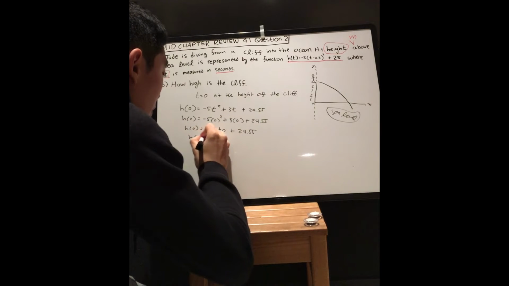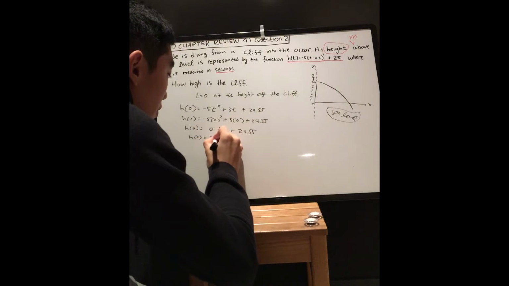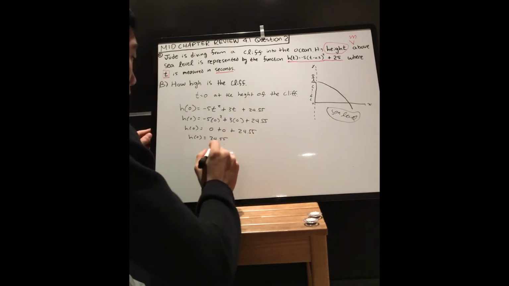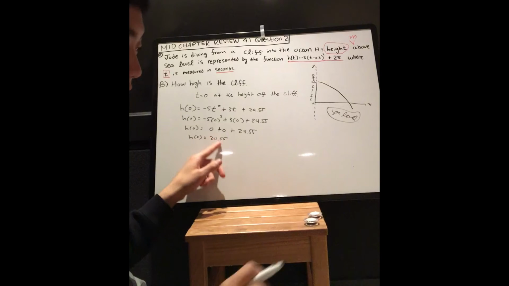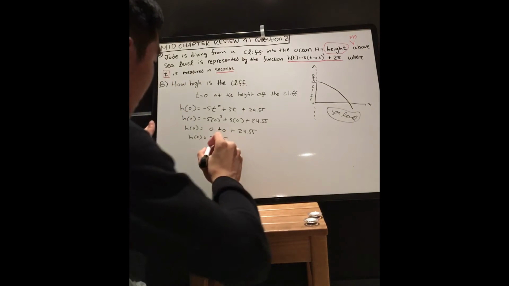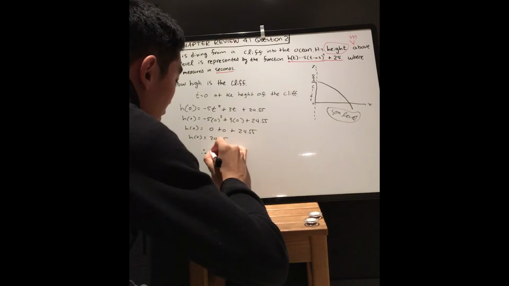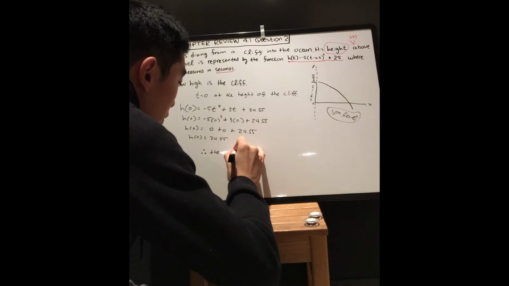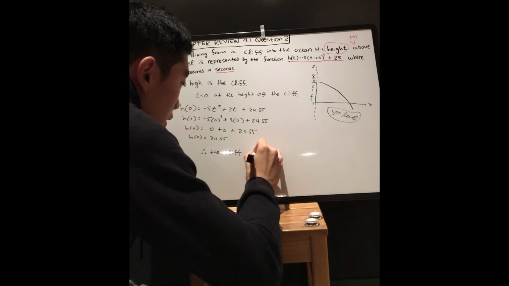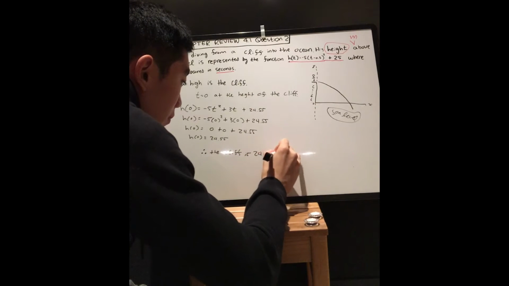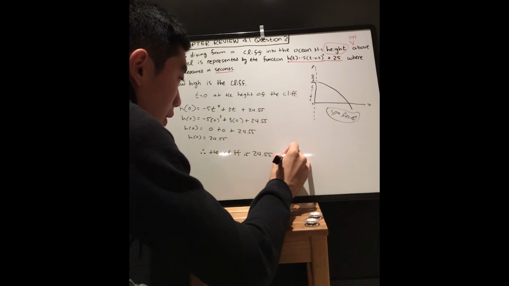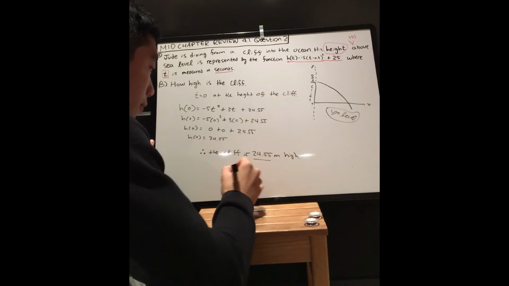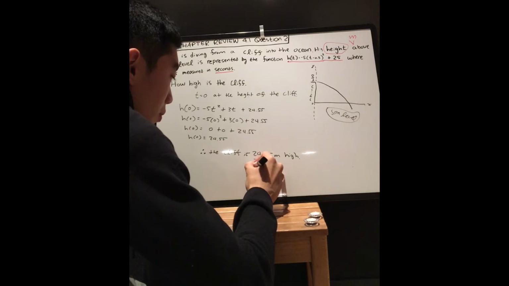24.55 when time is at 0. This value is basically the height of the cliff. So therefore, the cliff is 24.55 meters high. This value of 24.55 is also called the y-intercept.